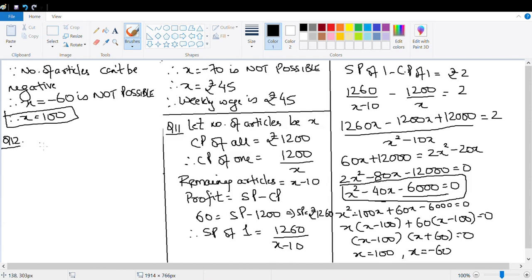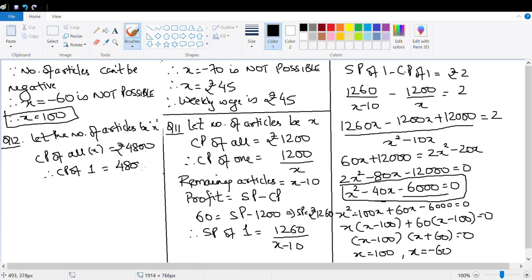So question 12 is, the total cost of certain number of articles is 4,800. Find the number of articles bought. Perfect. So let the number of articles again be X. CP of all articles, which is X, is equal to, how much is it given? 4,800 rupees. Therefore CP of 1, how much will it be? 4,800 upon X. Perfect. As per the question, by selling the article at rupees 100 each, so SP of 1 is equal to rupees 100.